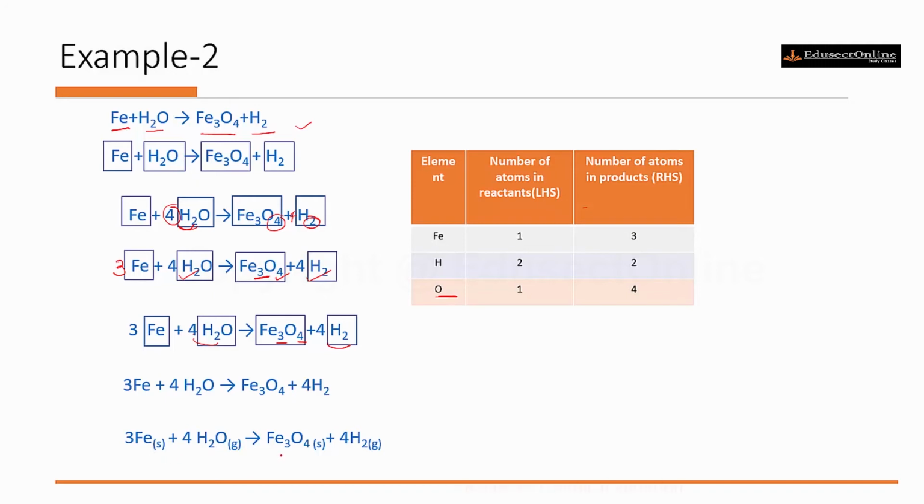So this is a complete balanced chemical equation because it has an equal number of atoms for both reactants and products, and it also represents the physical state of each element. Reactants and products are separated by a plus sign, and the direction of the chemical reaction is represented by this arrow. So I hope this is clear to you.